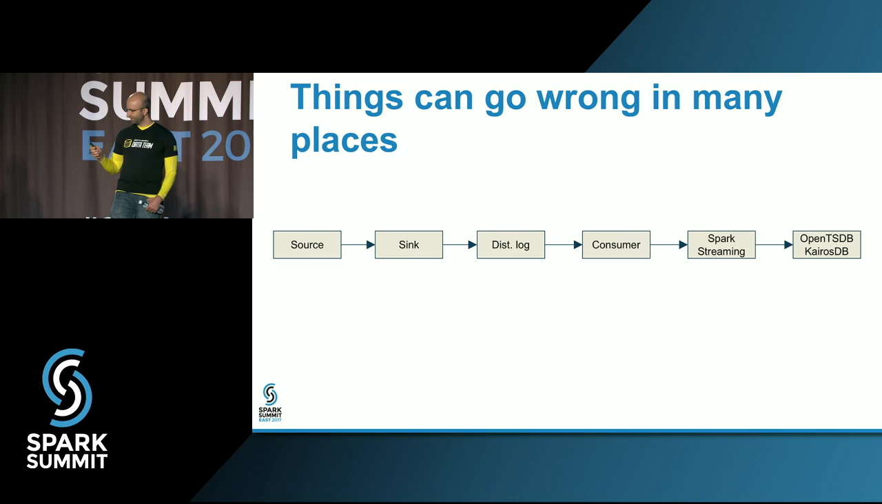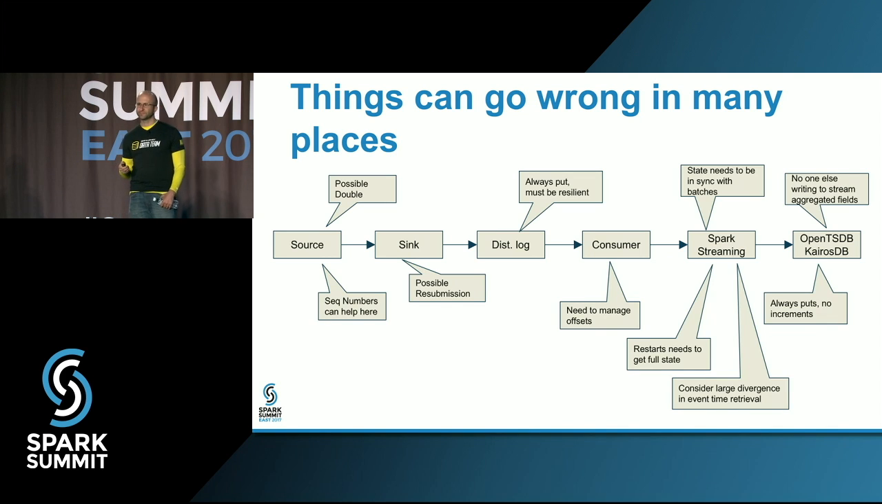All that other stuff can happen, right? So yes, you get perfect counting, but if your source sent twice, you're out of luck. If your sink dropped messages, you're out of luck. If your sink submitted twice to Kafka, you're out of luck. If your consumer read messages more than once, you're out of luck. So there's a lot of places where you can get screwed on this.